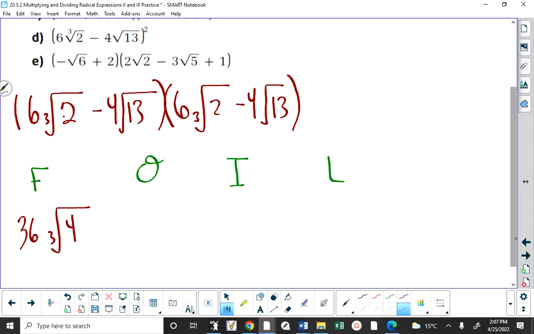My outer is 6 cube root 2 times negative 4 square root 13. So I can multiply the coefficients of 6 and negative 4 to get negative 24.